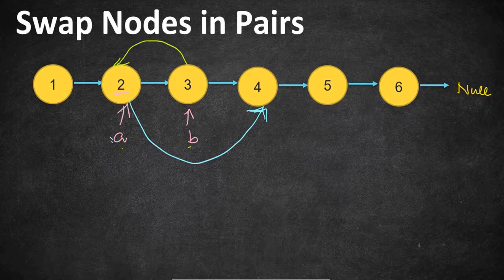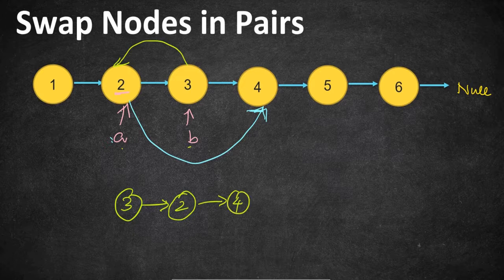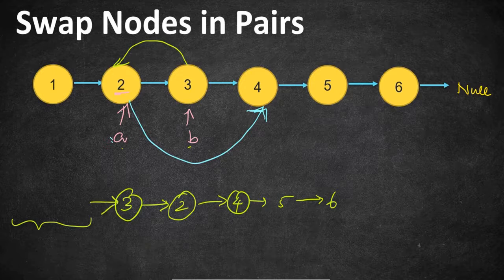So what would be the third connection? Once we swap the nodes in such a way, 3 comes here, 2 comes next, and we already connected 2 dot next is equal to 4. So 4 already has a sequential connection to 5 and 6. In this case, we are left with connecting the previous nodes: whatever is before 2 should have 3 as its next, right? So we have to make a connection to whatever is there before A.